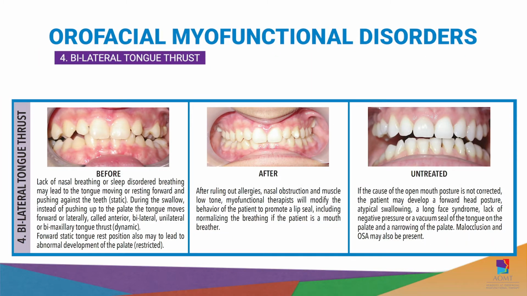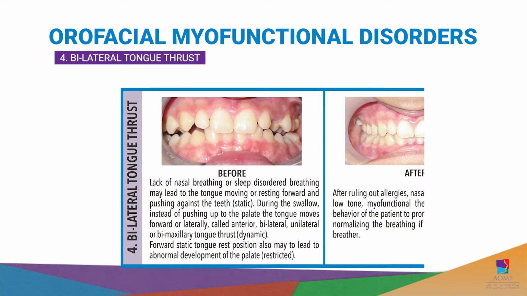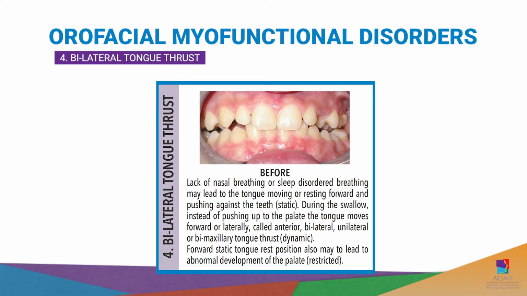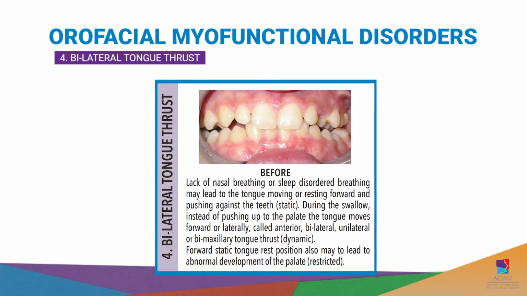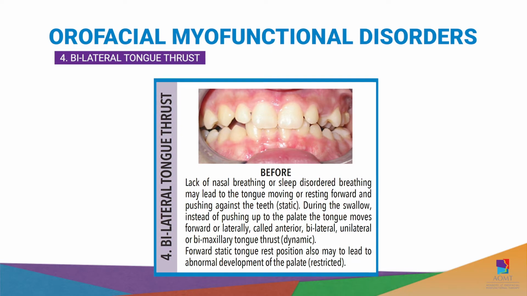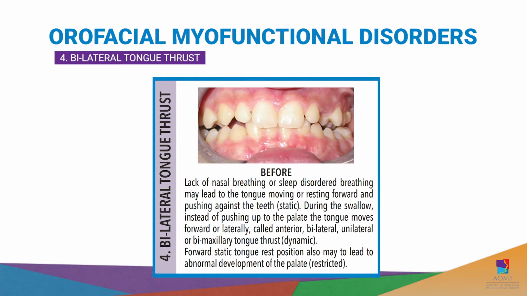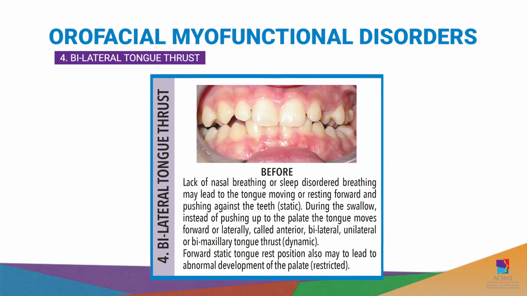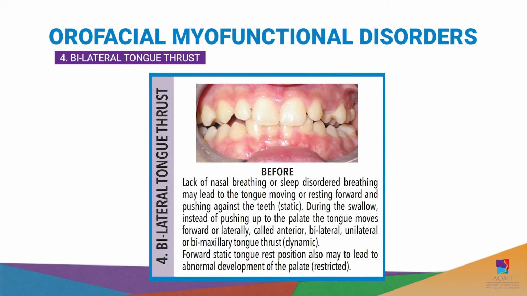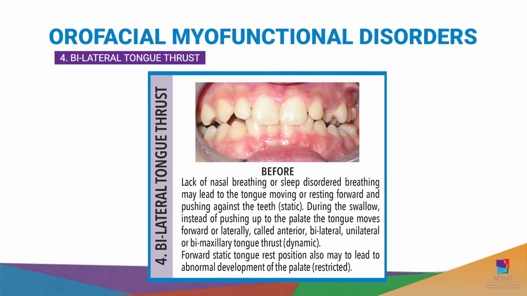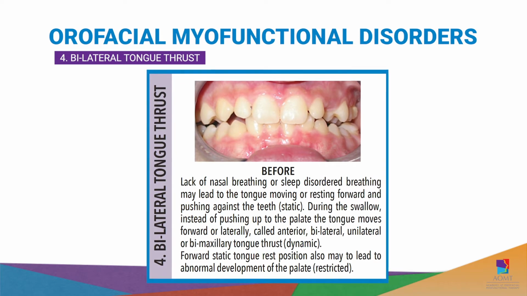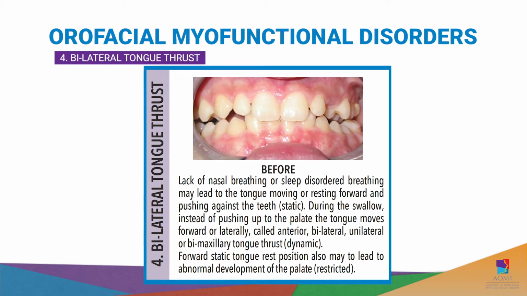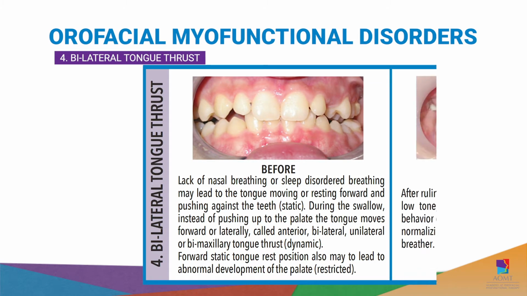4. Bilateral tongue thrust. Lack of nasal breathing or sleep-disordered breathing may lead to the tongue moving or resting forward and pushing against the teeth. During the swallow, instead of pushing up into the palate, the tongue moves forward or laterally, called anterior, bilateral, unilateral, or bimaxillary tongue thrust. Forward static tongue rest position may also lead to abnormal development of the palate.